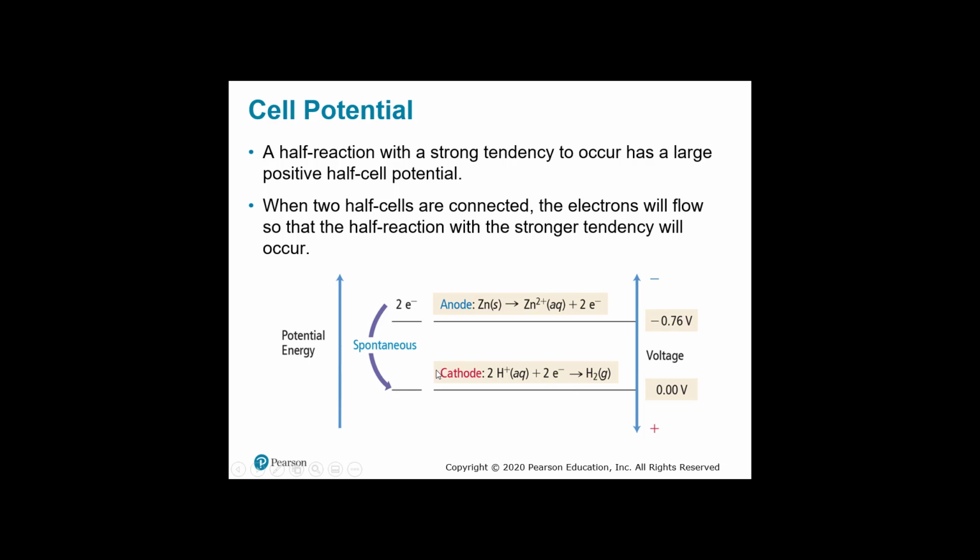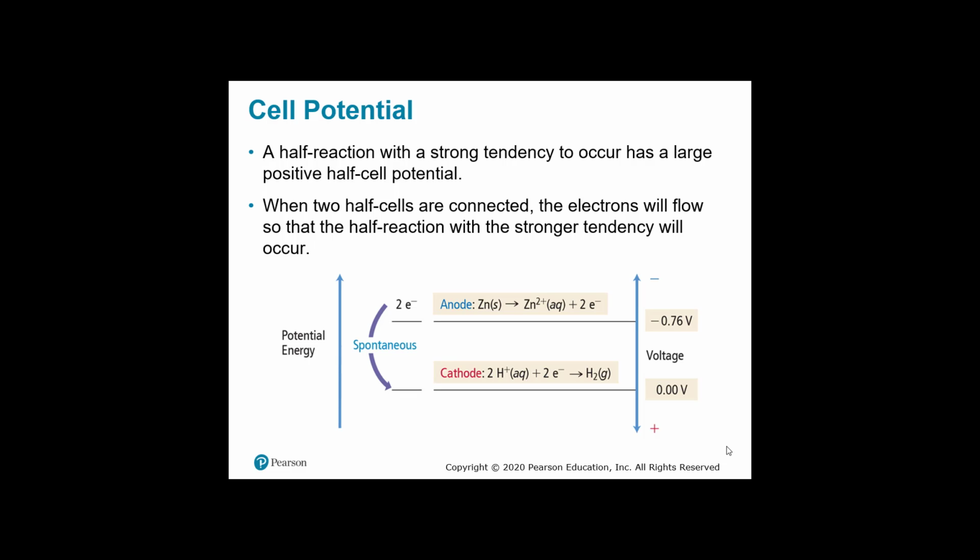As it states in your book, with this one, the zinc, the oxidation, has a more negative voltage than the cathode. So the electrons are going to spontaneously flow from the anode to the cathode. We want values that are lower than the 0 in order for them to be spontaneous. So the potential for the zinc ion electrode is negative.